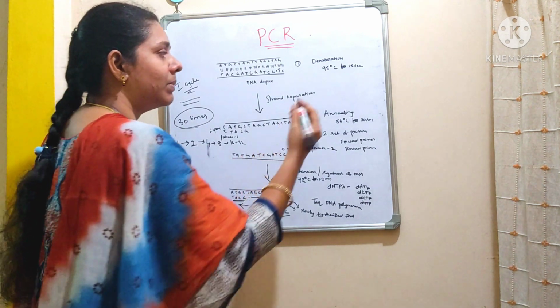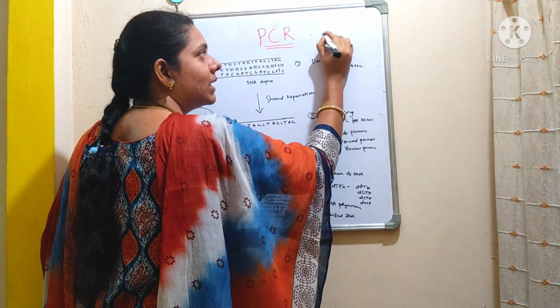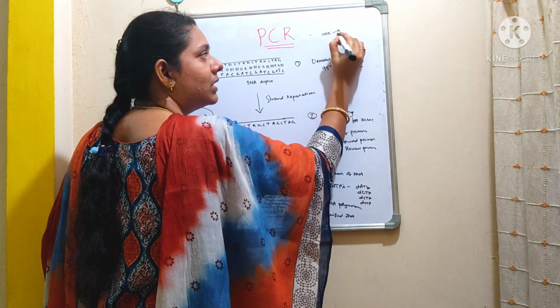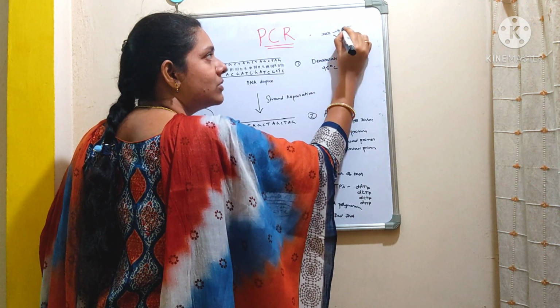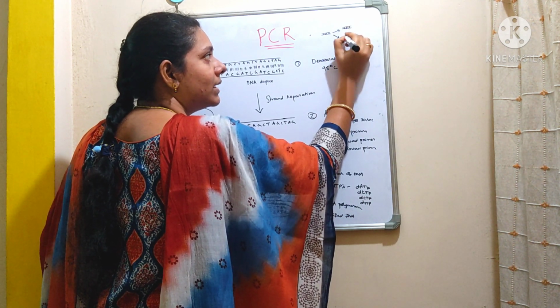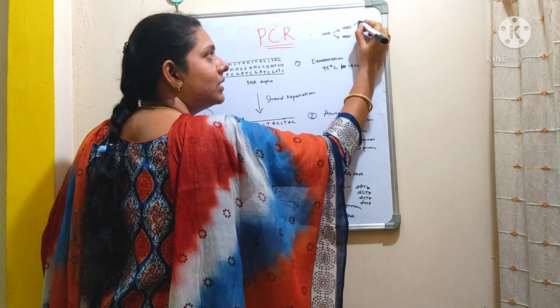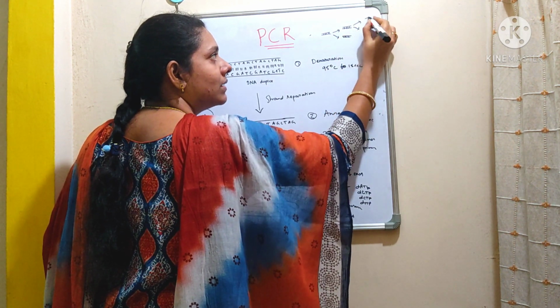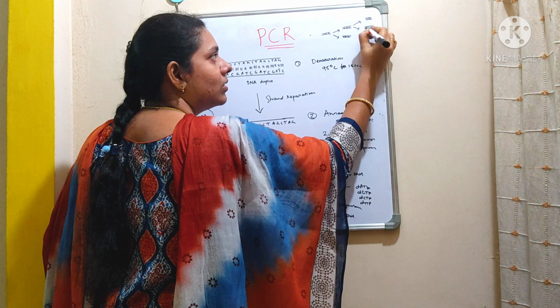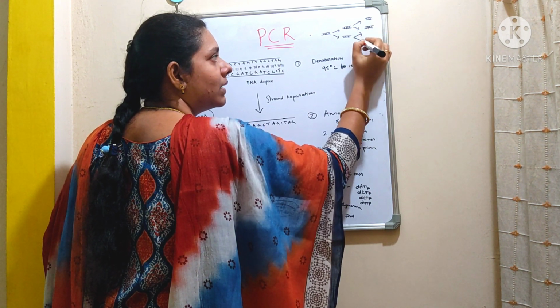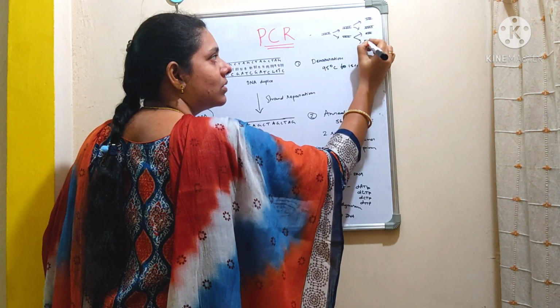Okay, so for example, I will show you here. This is the DNA, a single strand of DNA. After the first cycle, it is going to give 2 daughter DNA. And after the next cycle, again, this will give rise to 2. Again, this will participate and that will give rise to 2.